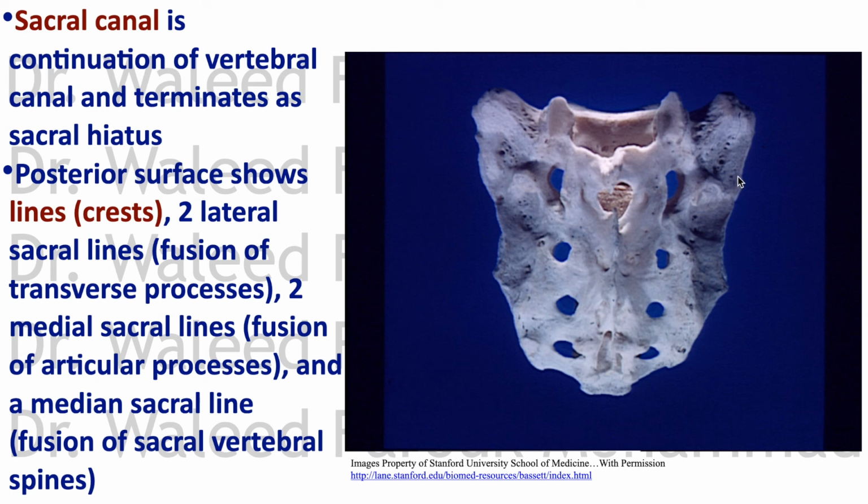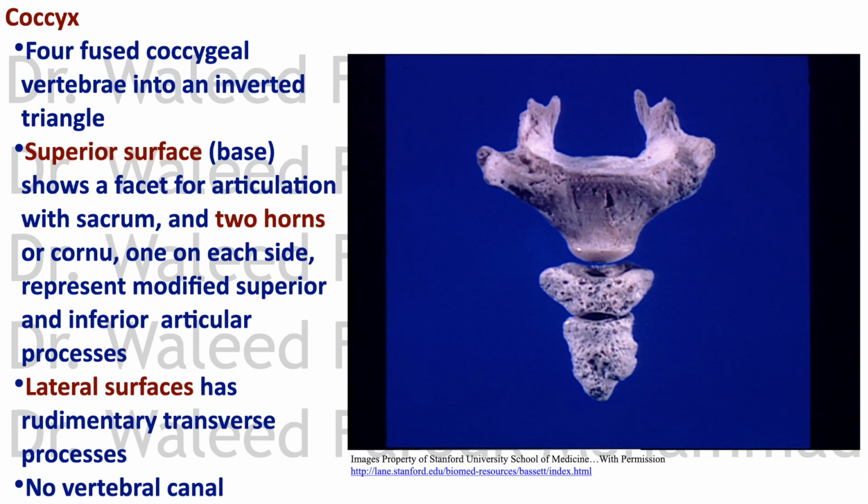So 2 lateral sacral crests by the union of the transverse processes, 2 medial sacral crests by the fusion of the articular processes, and one in the middle is the median sacral crest or line that's formed by the union of the spinous processes of the sacrum. This is to describe the dorsum of the sacrum.